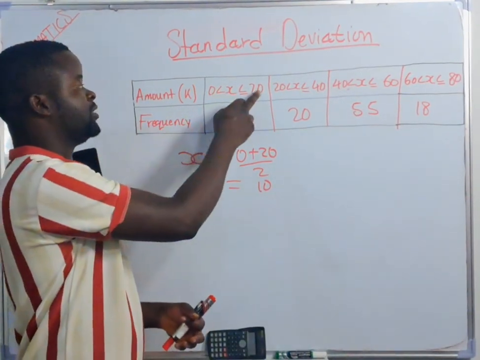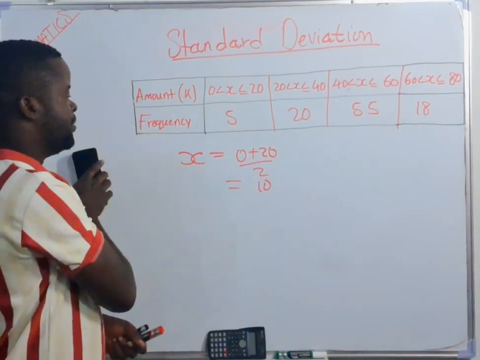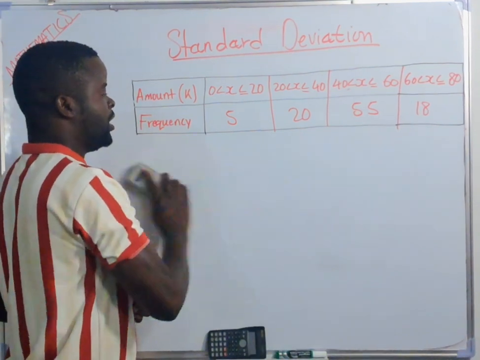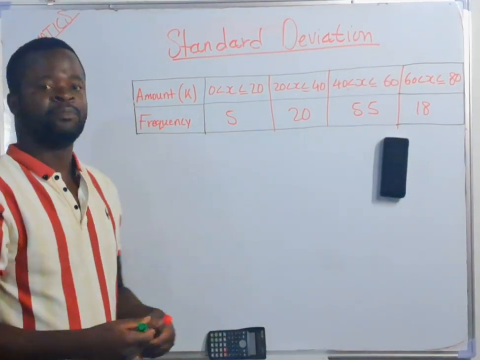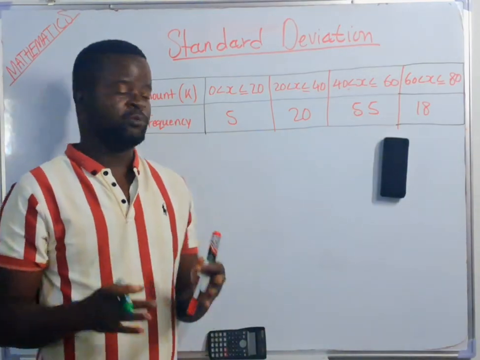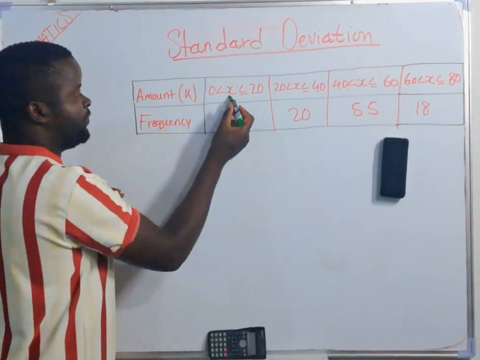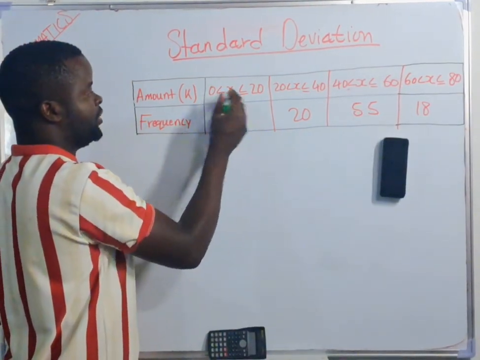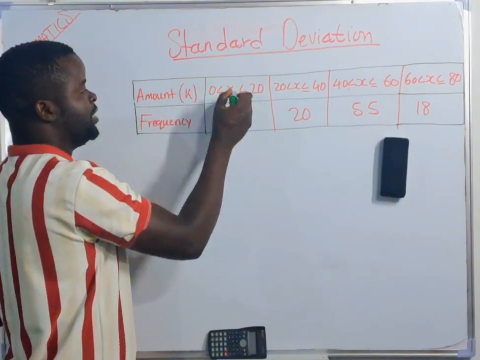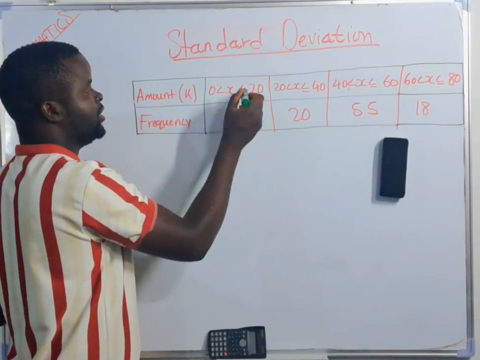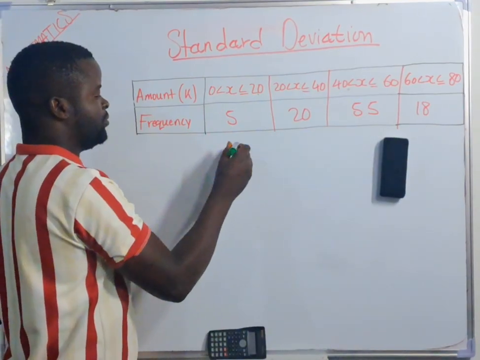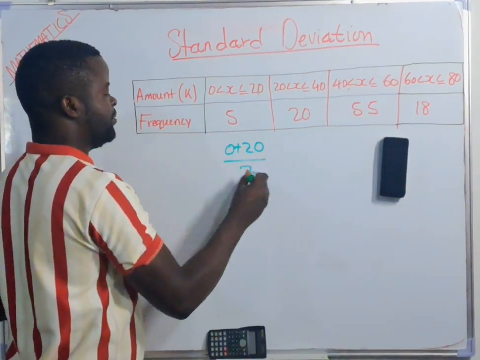It is 0 plus 20, you divide by 2. So let me show you how you need to be so fast on this one, because in an exam, you need to be very quick. So let's go. We are finding the mid value of each amount. The mid value on this one is 0 plus 20, then we divide by 2.